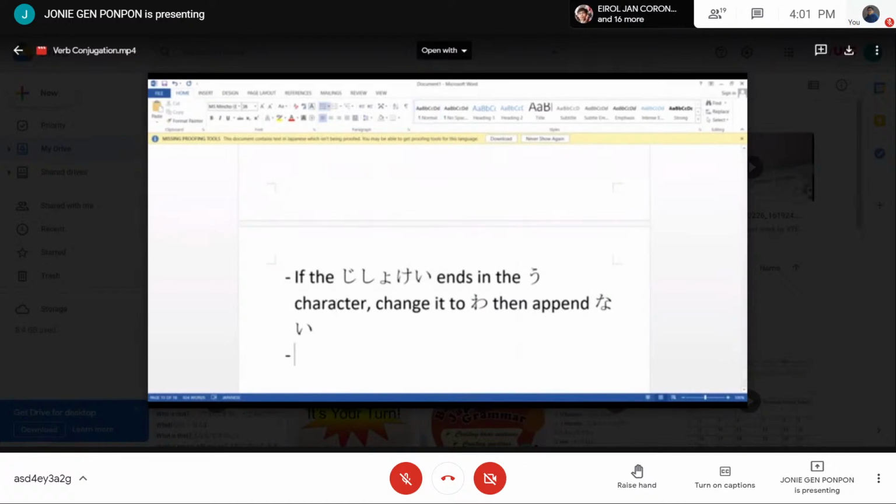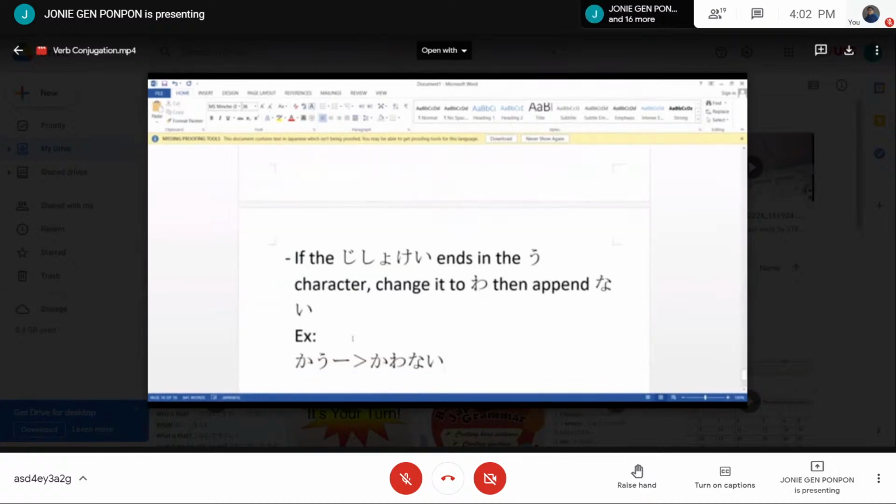Now, for the second rule naman, if the jisho-kei ends in the u character. Let's have the example. Kau, meaning to buy. So, the jisho-kei is kau. It ends in u character, hindi na siya u sound, but u character. If the jisho-kei of the verb ends in the u character, just replace the u character with wa character, then append nai. So, kau will become kawanai, meaning I will not buy.